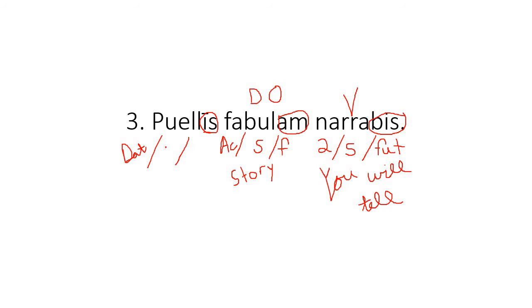Is it singular or plural column? It's in the plural. And then puella is going to be feminine because it means girl. All right, so dative, that means it's the indirect object. And is it going to be for? You will tell a story for the girls, or you will tell a story to the girls. It's going to be to the girls. You will tell a story to the girls.